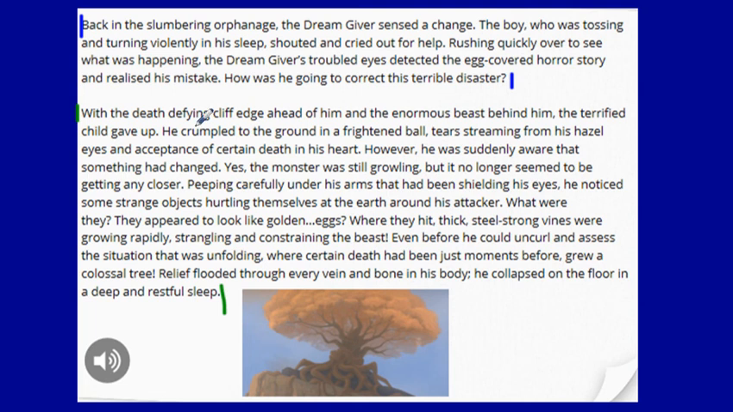Here then, this paragraph answers those two questions. It tells us that the dream giver comes to the rescue by using the golden eggs. And it also tells us that the tree then grows over, strangling and constraining the beast. Here our resolution is offered, and at the end the piece of writing tells us how it affects our character. True relief, and he collapses on the floor in a deep and restful sleep.